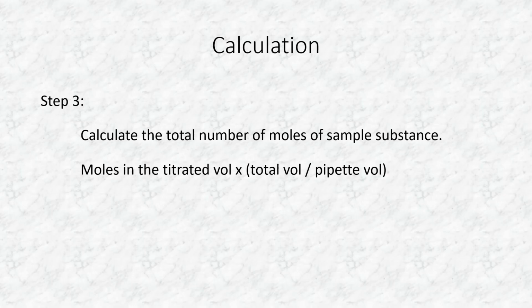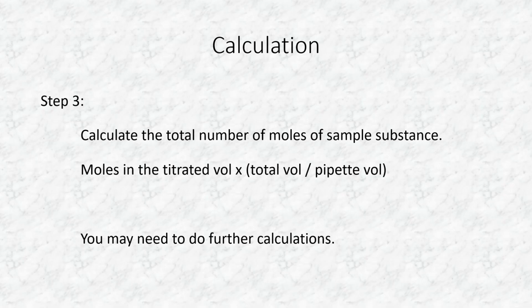At that point, you also need to calculate the concentration of that sample. That is simply this total number of moles we've just calculated divided by the volume in decimeters cubed of that volumetric flask. So if our volumetric flask was 500 milliliters, that's 0.5 decimeters cubed. Our calculation to get the concentration is the total number of moles divided by 0.5 decimeters cubed, that total volume. And that gives us our concentration of the sample substance in moles per decimeters cubed.